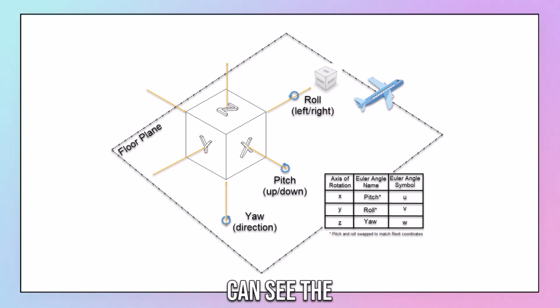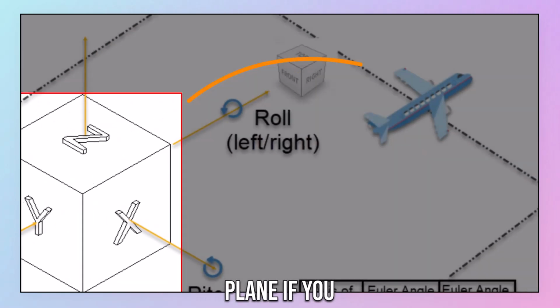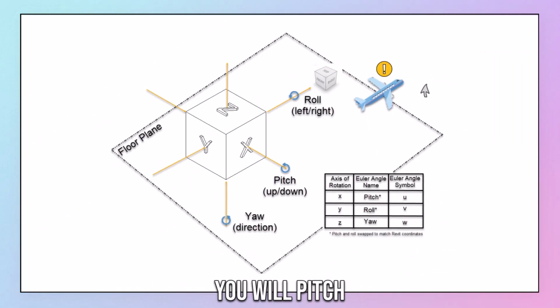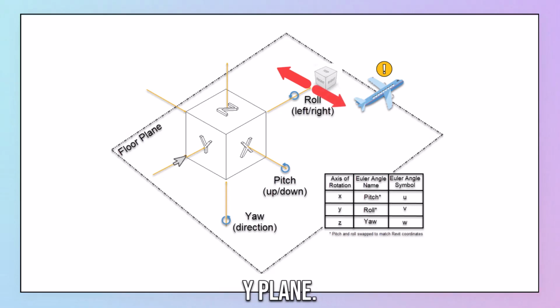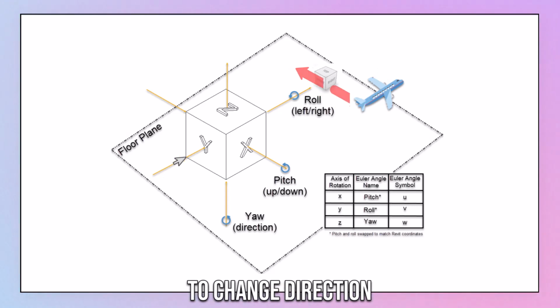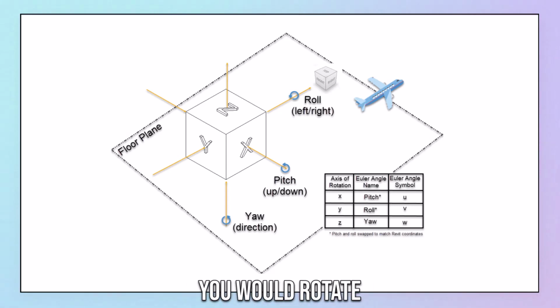On this image, you can see the floor plane as a reference, and if you looked from the top on that floor, the X and Y references will be presented by those 2 planes here, and then Z is looking down. If you imagine the cube here is a plane, if you wanted to raise the cube up, you will pitch up its nose by X plane. If you wanted to roll left or right, you will rotate the Y plane. And likewise, if you just wanted to change direction of the plane, you would rotate by the direction Z plane.